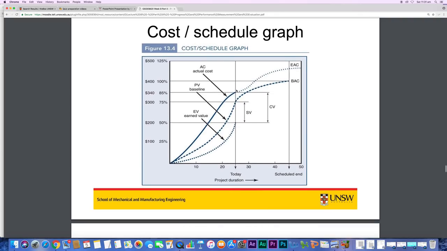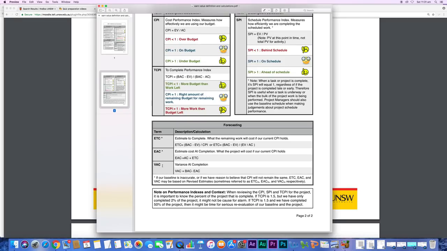And if we continue going by this trend, our actual cost at the end of the project will be more than budget at completion. The difference between the two is VAC, or variance at completion. So budget at completion minus estimate at completion is the variance at completion.